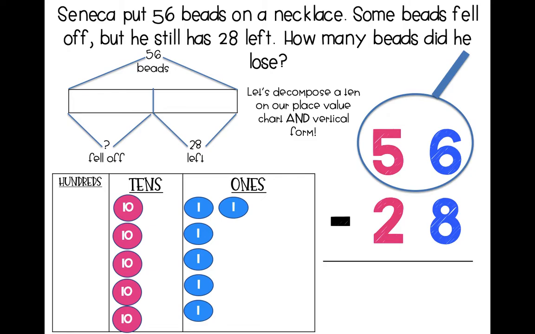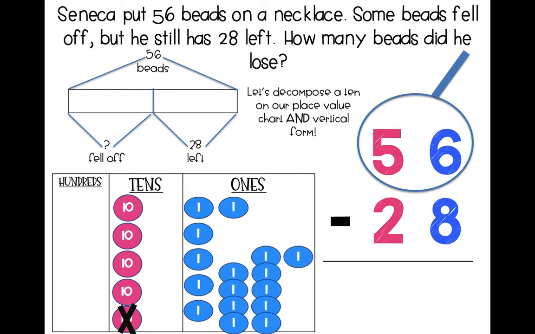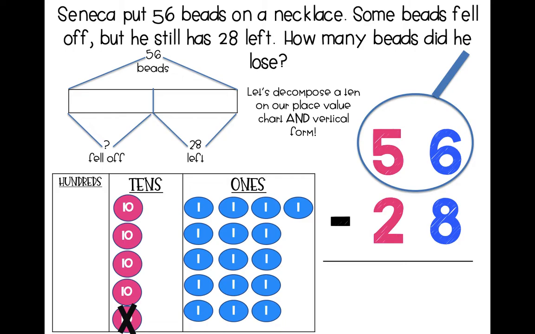So let's go ahead and decompose a 10 to give us 10 more ones, starting with our place value chart. So we're going to cross off a 10. You can put an X over it to remind yourself you are exchanging it to give you 10 new ones. Make sure you draw 10 new ones.